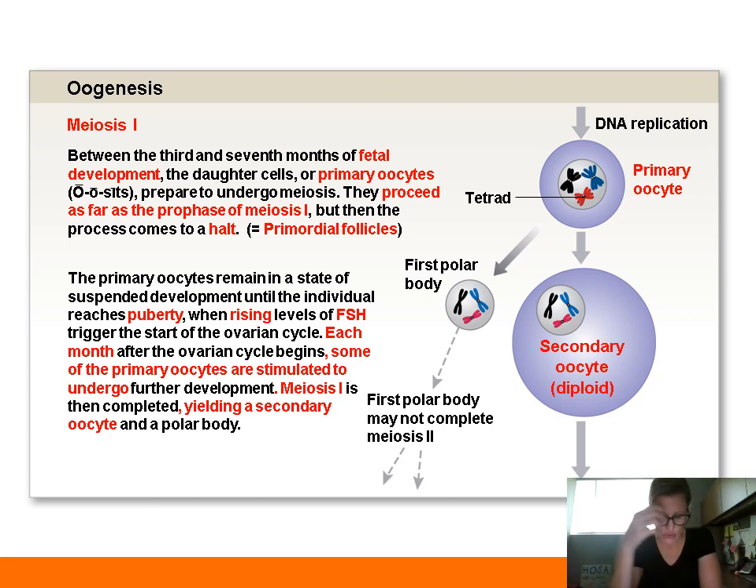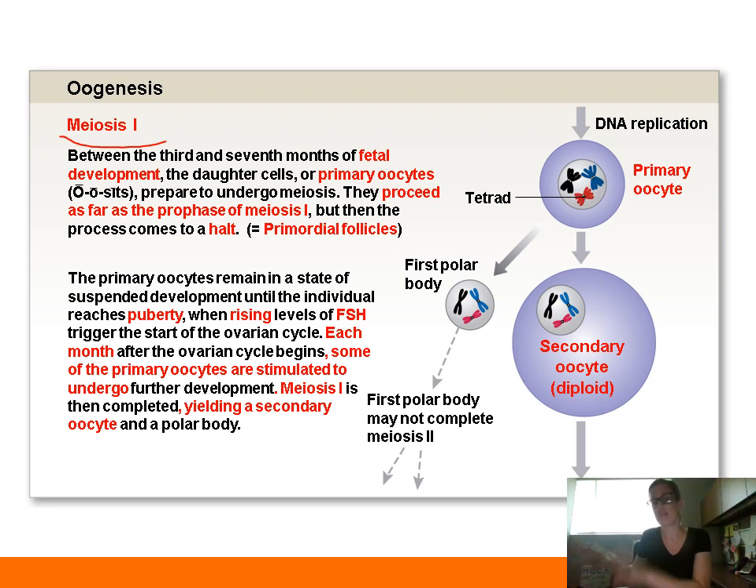Okay, so the next thing that happens, right, our oogonium underwent mitosis and gave us a primary oocyte. Now, the next thing that happens in egg production is meiosis, not mitosis, but meiosis. Remember, meiosis is the cell division that happens in our sex cells, so in the egg and the sperm, when they divide, they go through meiosis. And meiosis has two divisions involved: meiosis one and meiosis two.